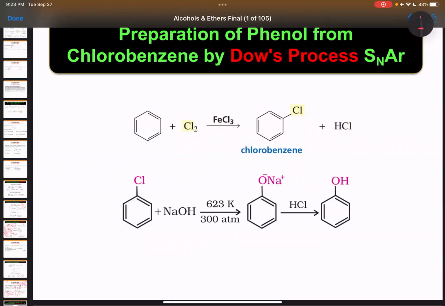You can prepare phenols from chlorobenzene through bimolecular nucleophilic substitution, that is the Dow process, by heating chlorobenzene at very high temperature and pressure. The OH minus is going to come and substitute this chlorine. It is going to form phenoxide ion because it is a basic medium, so you need to take some acid again to make it phenol.